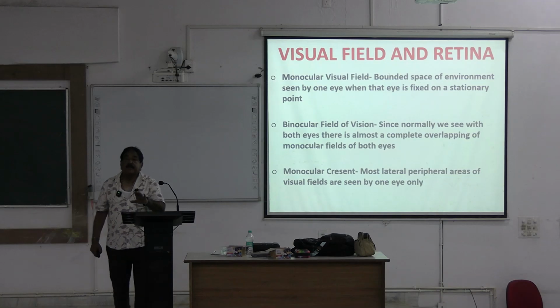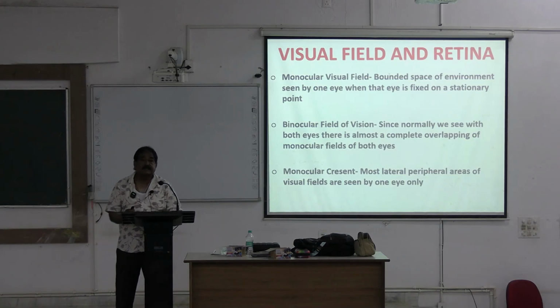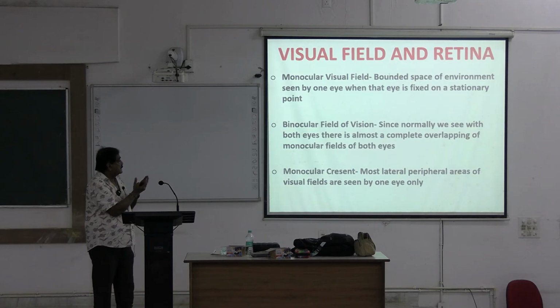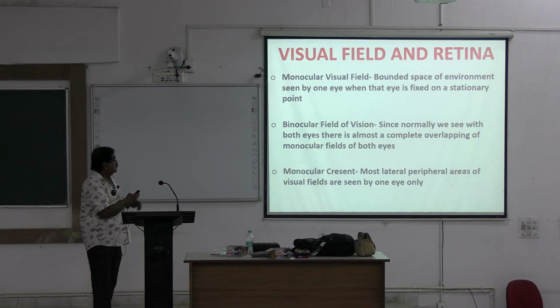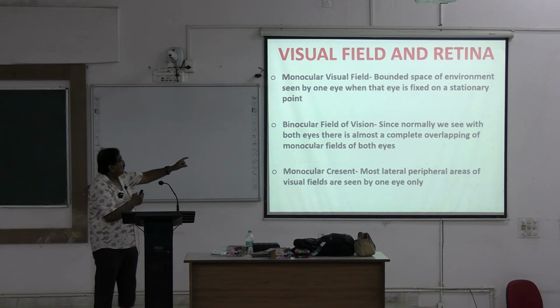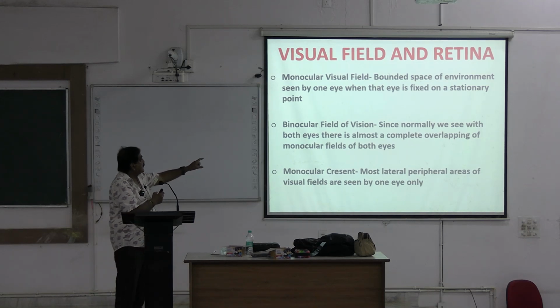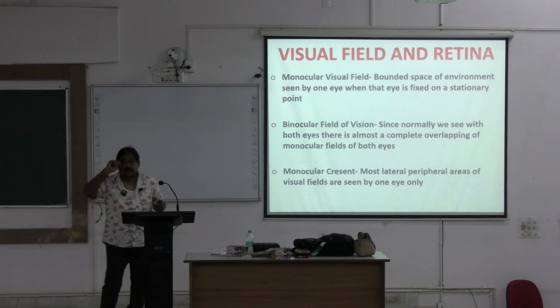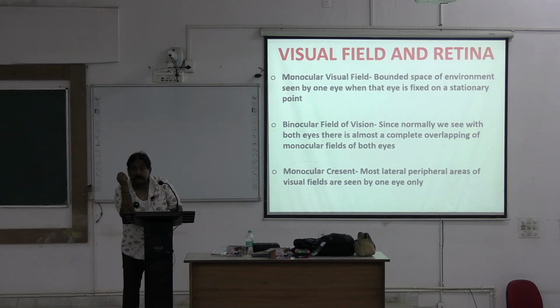That's why when you are viewing your histology slides, I tell you every time it's a binocular microscope, so you have to see with both eyes. If you see it, you see this in the monocular crescent, the most lateral peripheral areas of the visual field seen by one eye only. In the binocular field of vision, there is almost complete overlapping of the monocular fields of the eyes. That's why you just don't take your specs and do this.